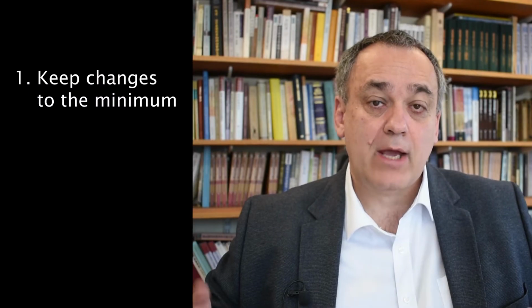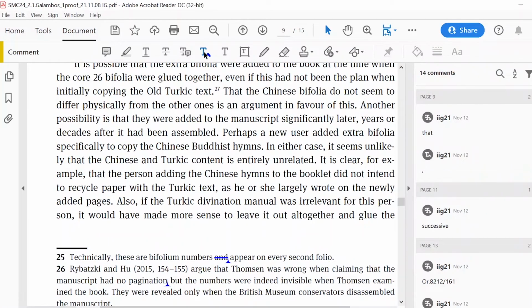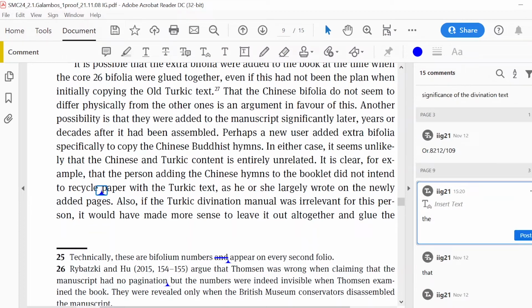Number one is keep changes to a minimum. Checking the proofs is one of the last stages of the authoring process. This is the point where you still have some opportunity to make changes and to fix glaring mistakes. But this is certainly not the stage where you could rewrite the article. You can only fix the most obvious typos and mistakes. So you should not engage in polishing your style or adding footnotes or additional references unless this is absolutely necessary.